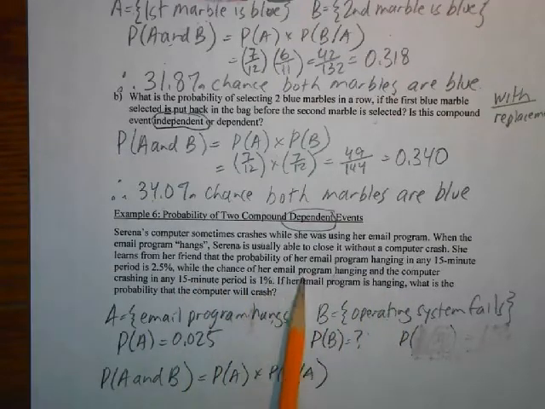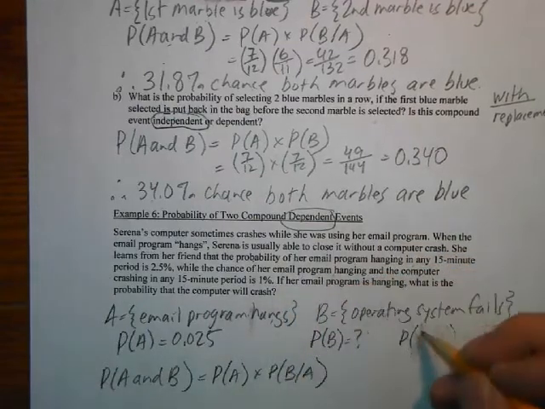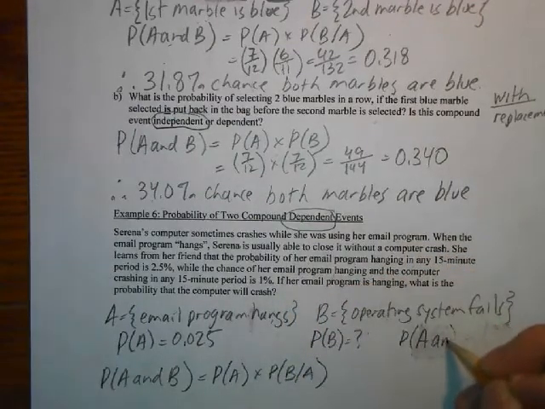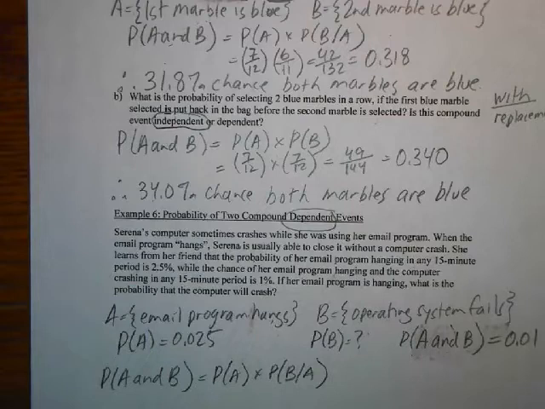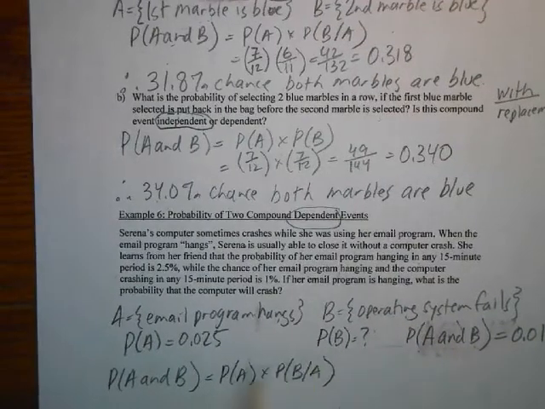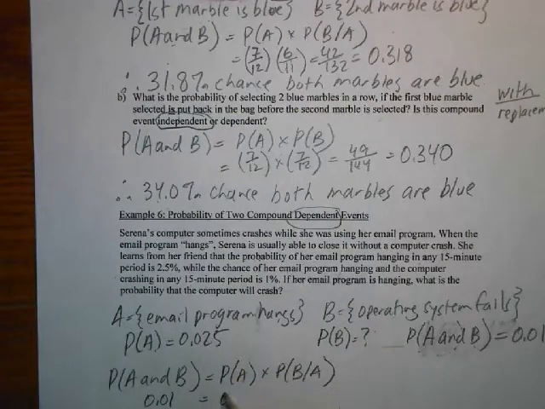well, the chance of her email program hanging and the computer crashing. So email program hanging, that's event A. Computer crashing, well, that's B. So what that information was, probability of A and B. Okay, they're both happening. So that probability was 0.01, 1%. So I've got probability of A and probability of A and B happening. So I'm going to fill those in here. 0.01 is equal to 0.025.